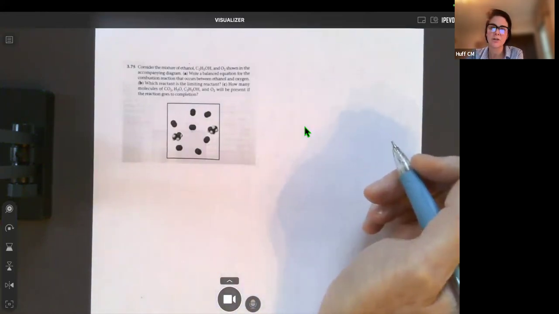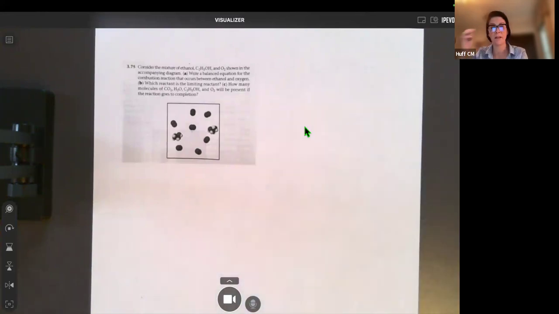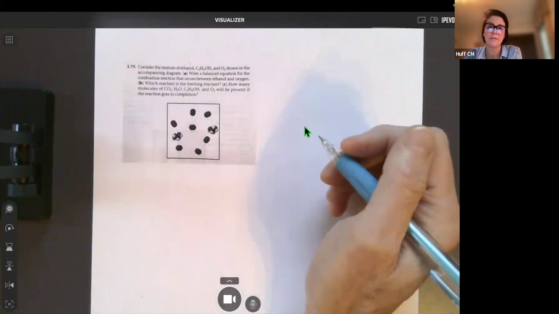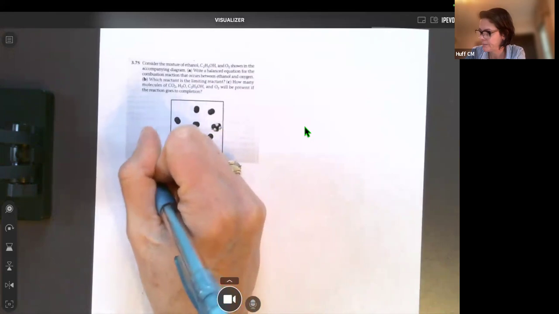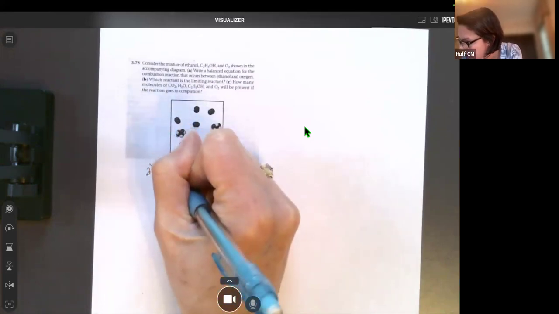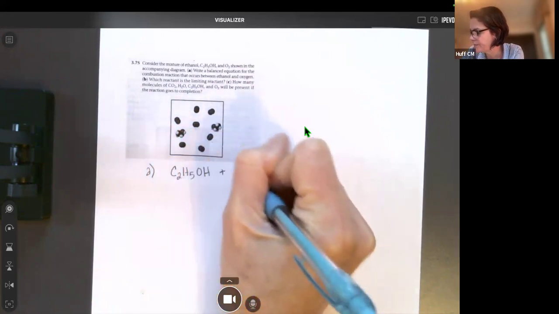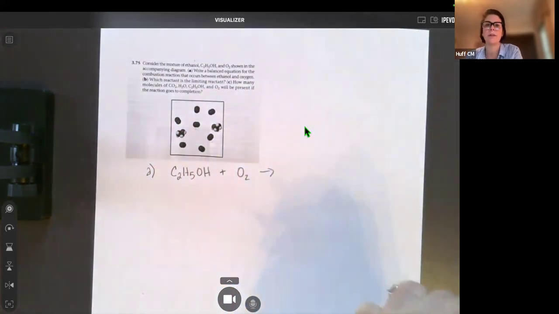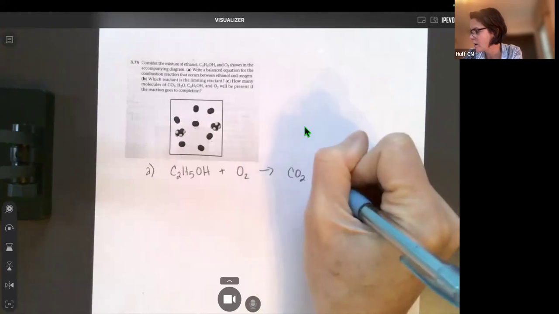It says, consider the mixture of ethanol, C2H5OH, and oxygen shown in the accompanying diagram. Write a balanced equation for the combustion reaction that occurs between ethanol and oxygen. All right, so first, let's write our balanced equation. We've got ethanol, C2H5OH, and oxygen. And we know that the combustion of a hydrocarbon is going to give us carbon dioxide and water.